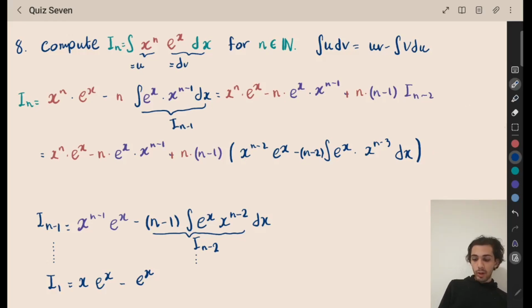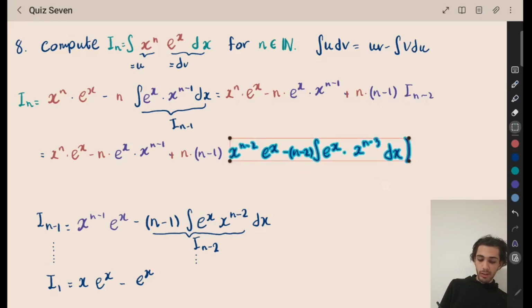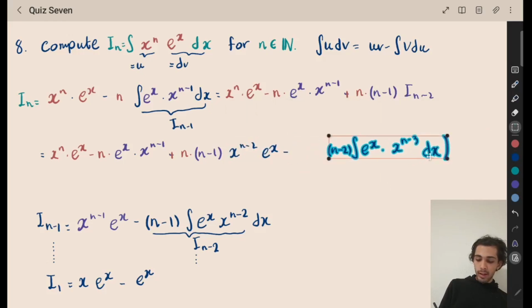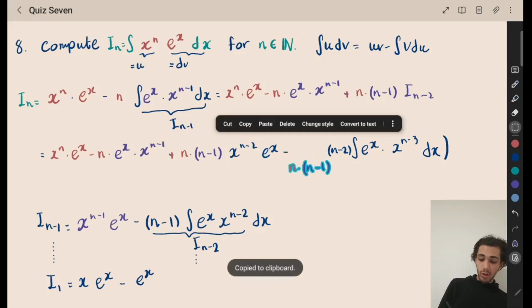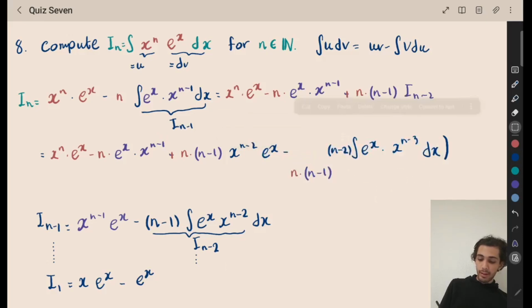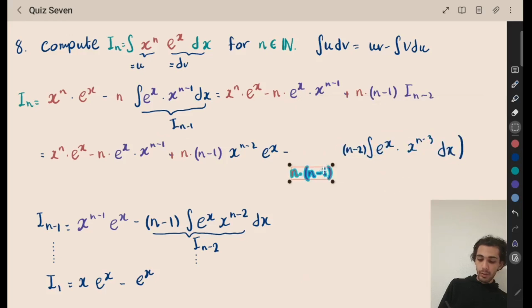So I will write this down now. I get n times n minus 1 of this, and then n times n minus 1 times n minus 2 of that thing over there. But then that is just I3, right? Look at it again before I erase it. This is I3.